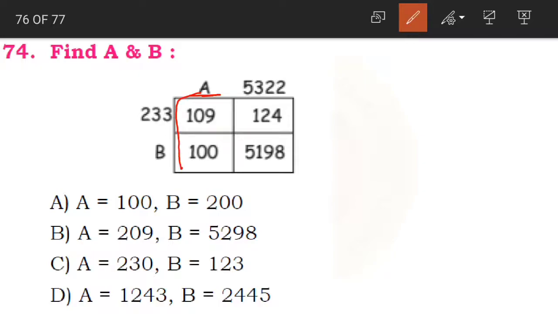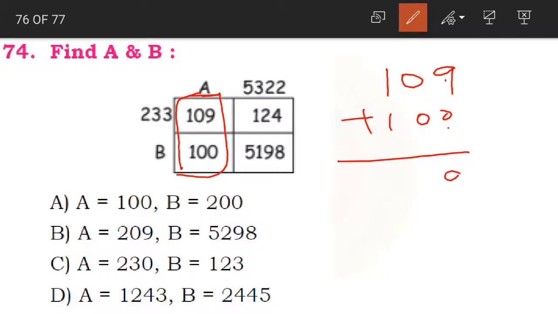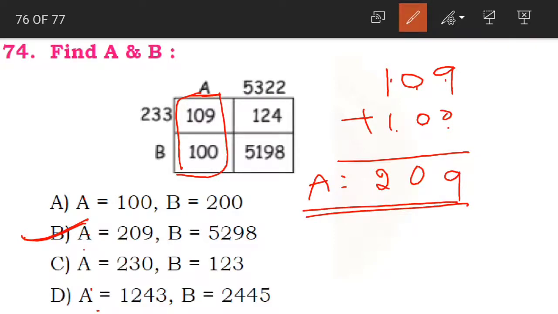Now what can be the answer for A? Yes, 109 plus 100. What will be the answer? Let us check. 0 plus 9, 9. 0 plus 0, 0. 1 plus 1, 2. What is A? A is our 209. If you look at the options A, B, C and D, only option B has A as 209. A is equal to 209. So B becomes our correct answer.